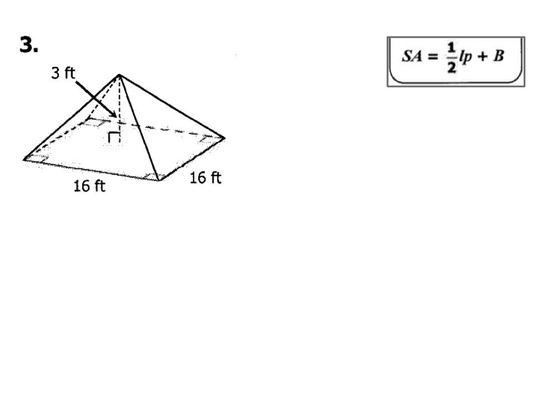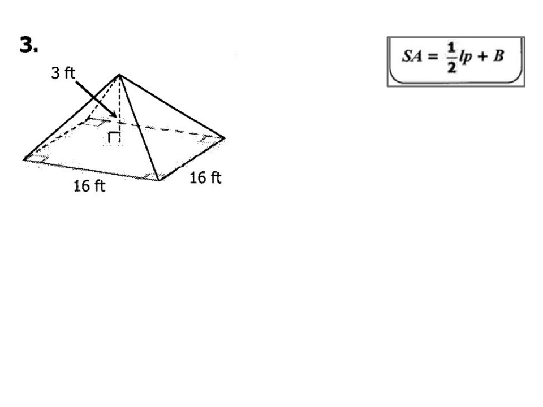Now you may see a problem like number 3. And what's important to notice here is that we're given the height of our pyramid, but we're not given our slant height. And we need to know that slant height because we need our L. We need our slant height for our formula.